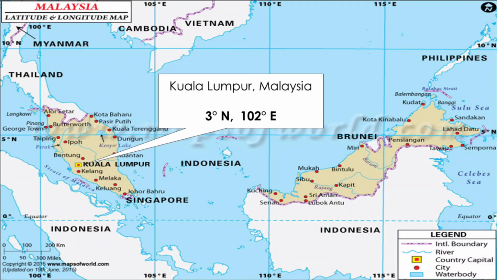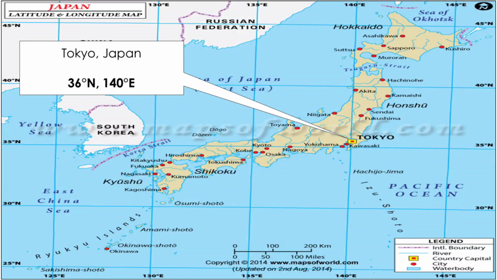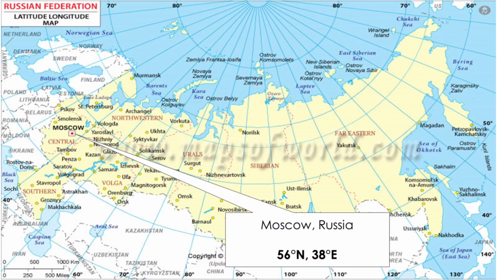For Kuala Lumpur, Malaysia, it is located at 3 degrees north latitude above the equator and 102 degrees east longitude at the right side of the prime meridian. Tokyo, Japan is just above the Philippines, which is located at 36 degrees north latitude and 140 degrees east longitude. For Moscow, Russia, it is located at the 56 degrees north latitude and 38 degrees east longitude. And for this time, it is very near to the prime meridian.